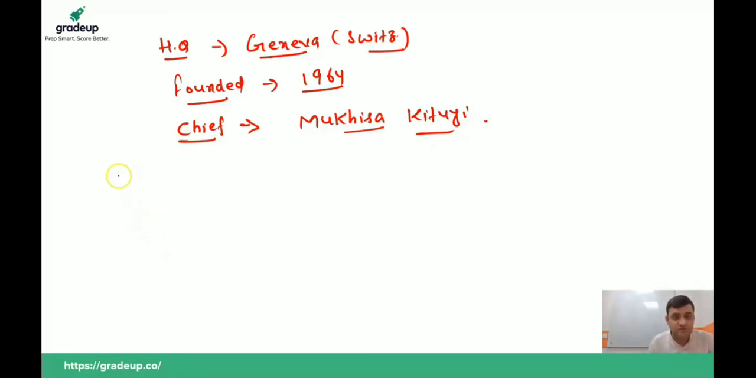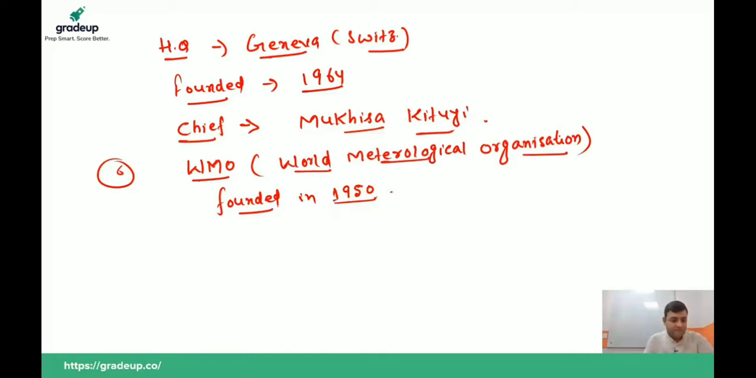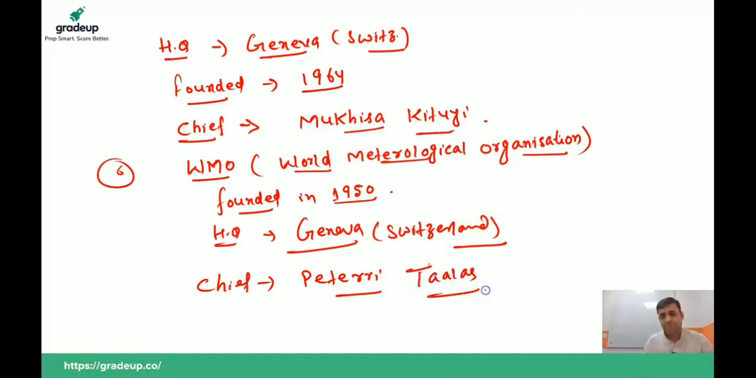Then we have the next one, WMO. WMO, this is the World Meteorological Organization. And this was founded in the year 1950. And this is also headquartered at Geneva, Switzerland. And remember one thing, its head is Petteri Talas. Chief is Petteri Talas. He is the head of the World Meteorological Organization.